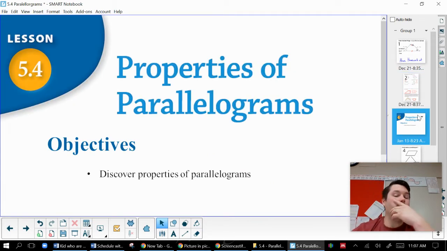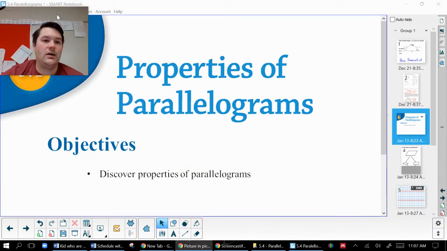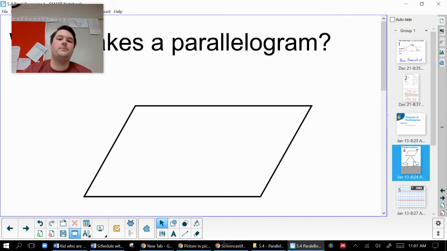So today we are talking about properties of parallelograms, and these are going to be things that are true for all parallelograms. And then later on, tomorrow and Wednesday, we will be talking about properties for specific kinds of parallelograms. Before we get too far into this, let's talk about those different kinds of parallelograms. So the first question I have always is, what makes a parallelogram a parallelogram? In other words, what is the definition of a parallelogram?